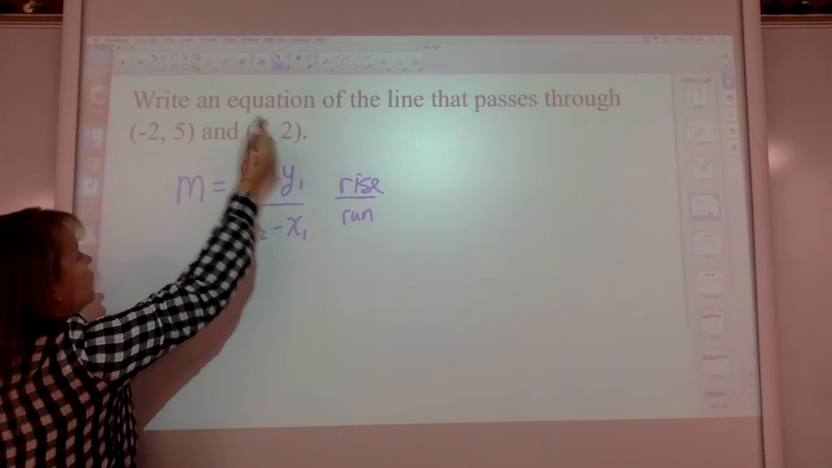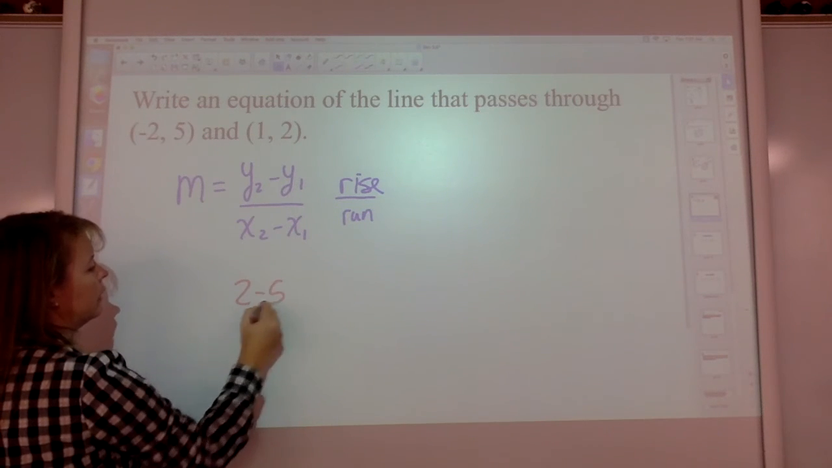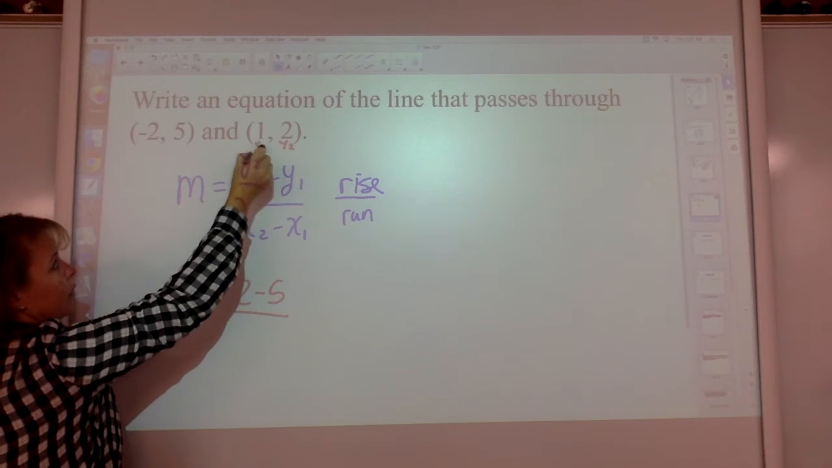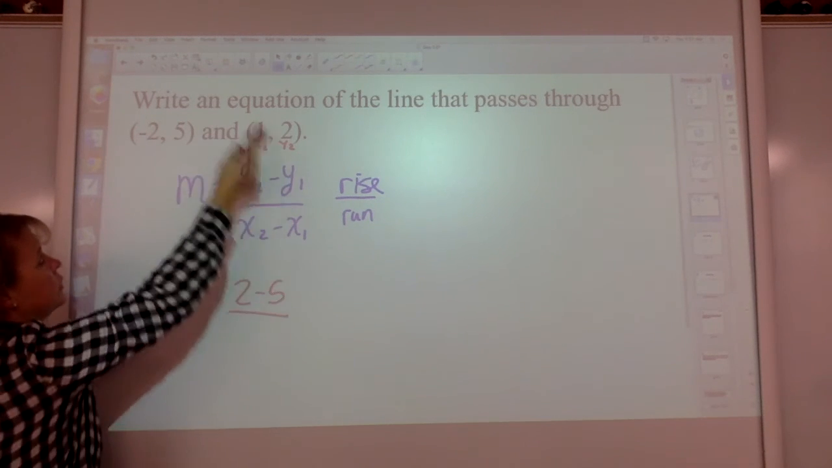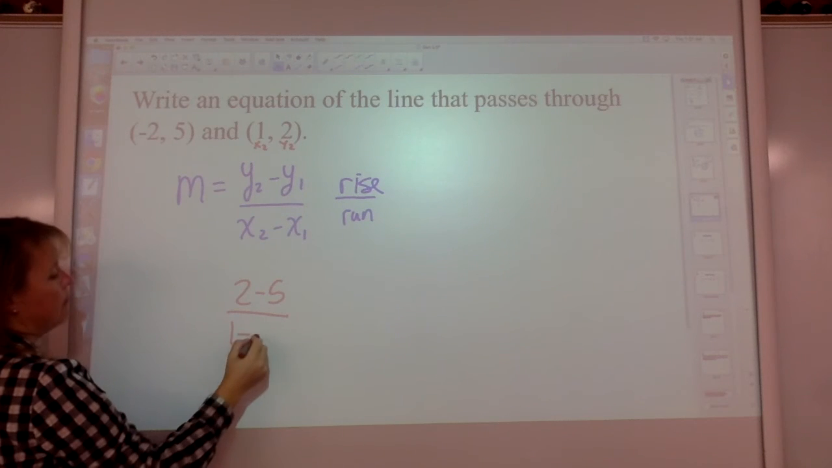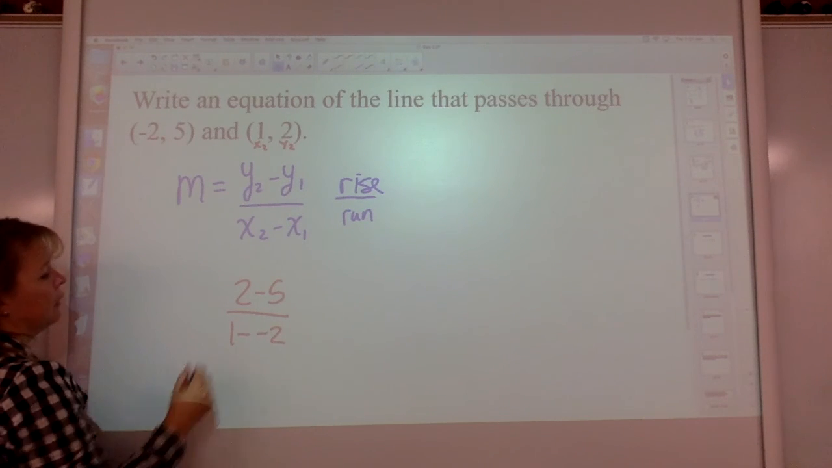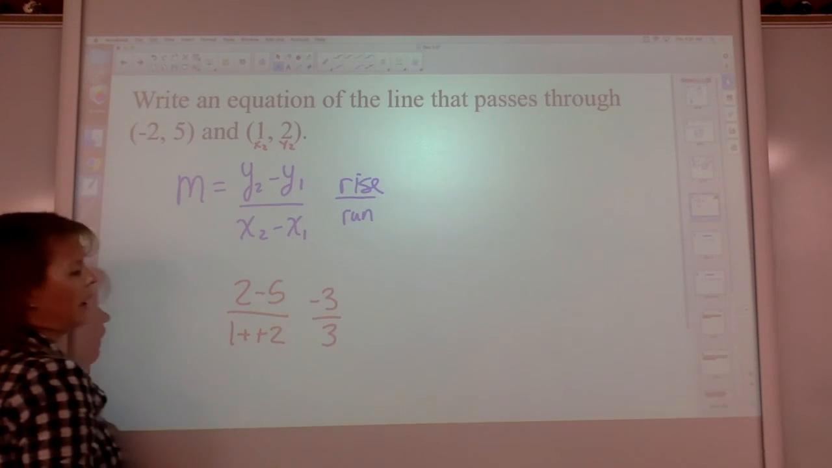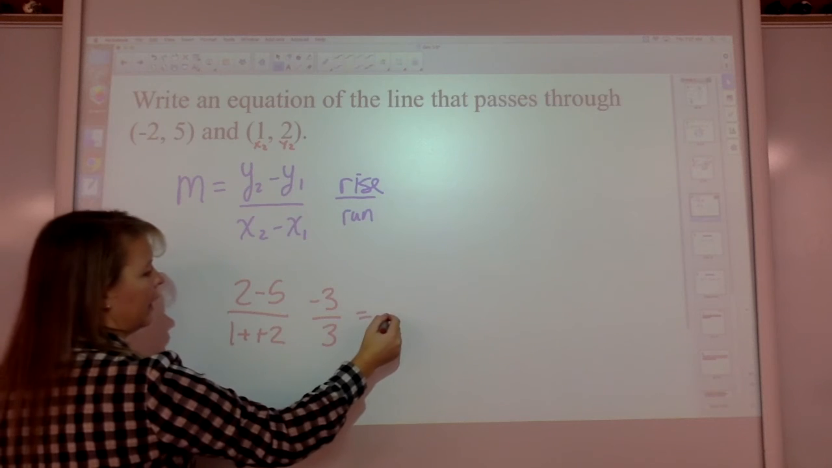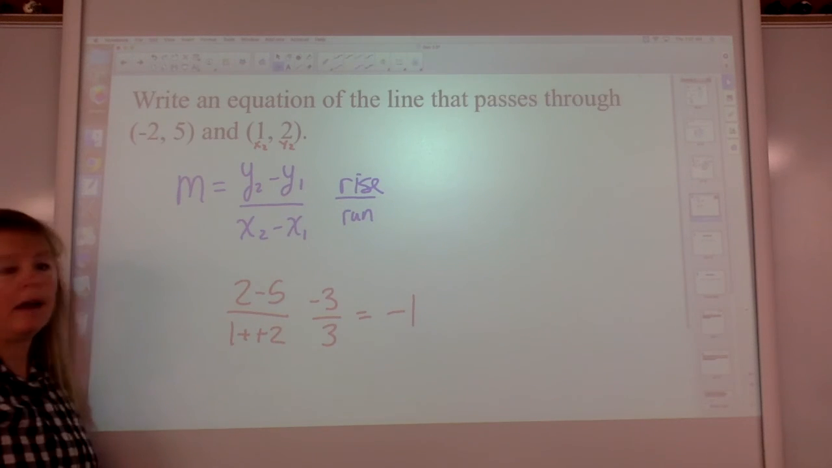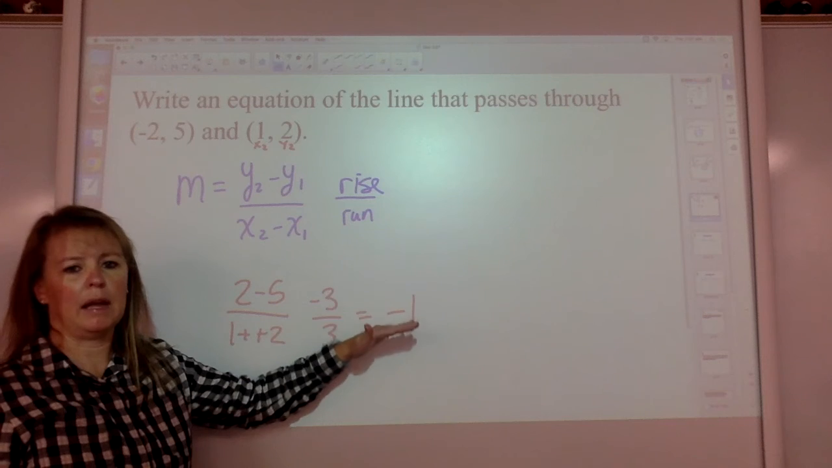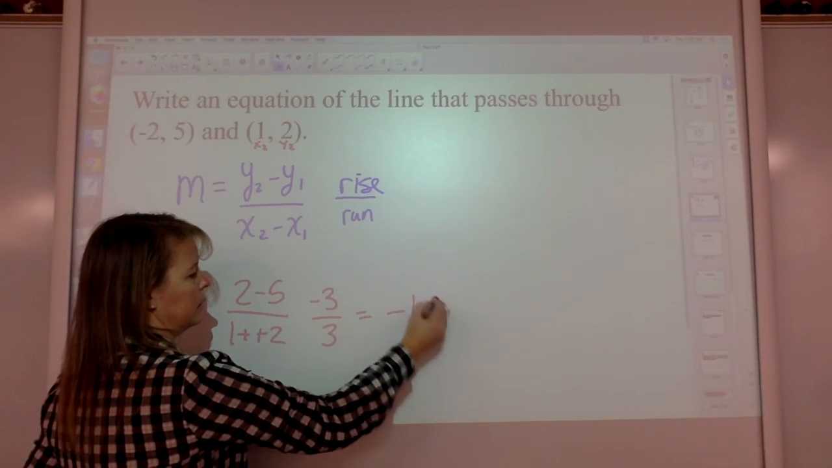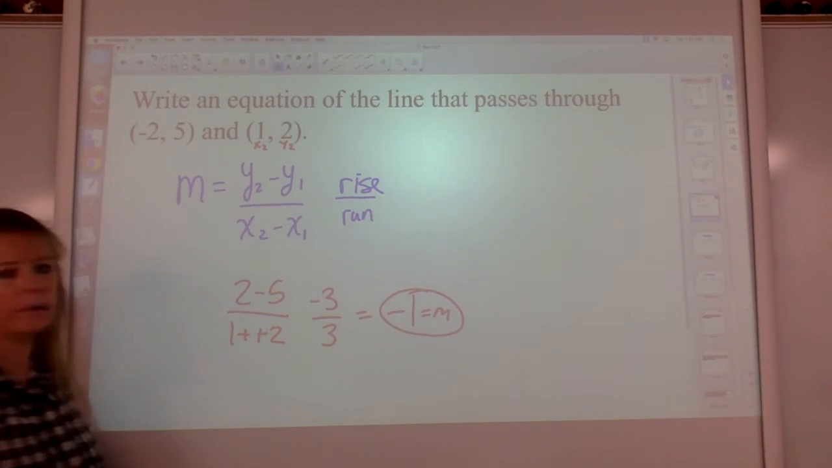I'm going to go with 2 minus 5 for my numerator. But remember, if this is your y2, this absolutely has to be your x2. You can't flip-flop them. 2 minus 5, 1 minus negative 2. Go ahead and make that a plus right away. You get negative 3 over 3. And you will reduce this all the way down to negative 1. I know this says rise over run. I don't want negative 1 over 1. Always simplify it as far down as it possibly goes. Your slope is negative 1.